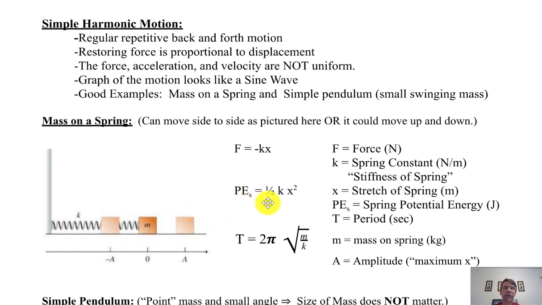Okay, when you stretch a spring, you have energy, potential energy. Potential energy in a spring is 1/2 K times X squared. Once again, K is how stiff the spring is. If you have a really, really stiff spring, K is a really big number. It's measured in newtons per meter.